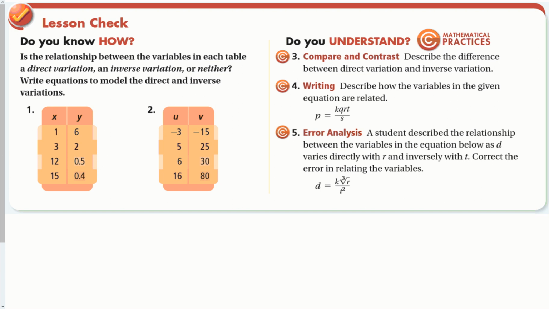But real quick, to finish with these two: going up, going down, could be inverse. Looks like it is. Going up could be direct. Looks like 80 divided by 16. Yes, this is inverse. This is direct. The formula here is y is equal to 6 over x. The formula here is y is equal to 5, or v is equal to 5u. And that is inverse variation.